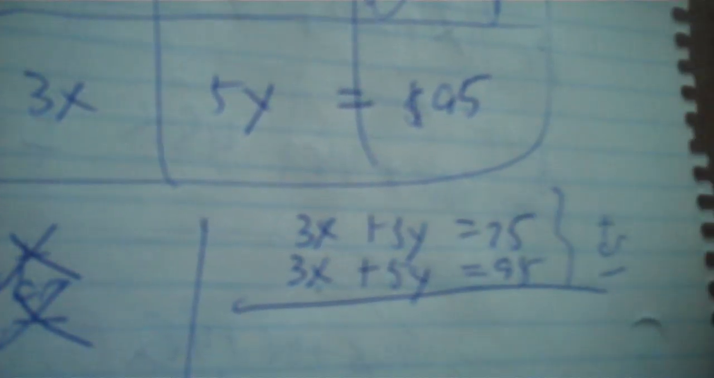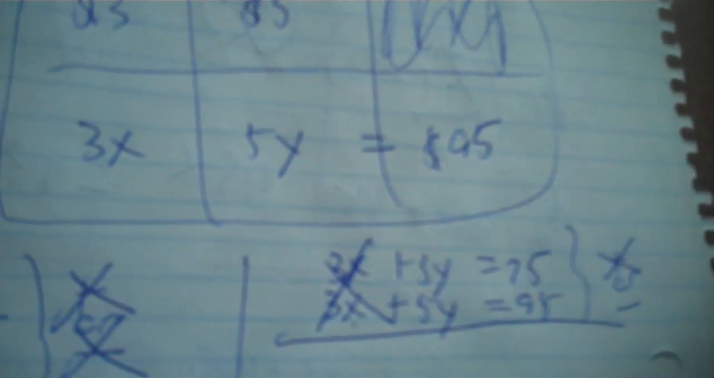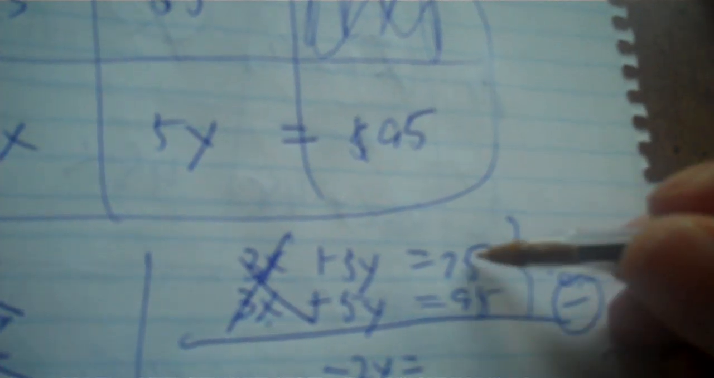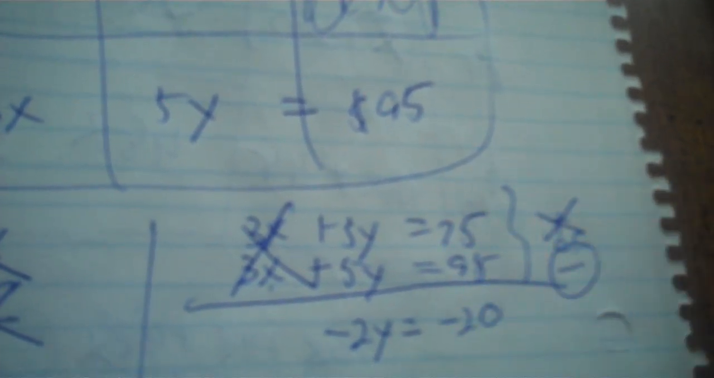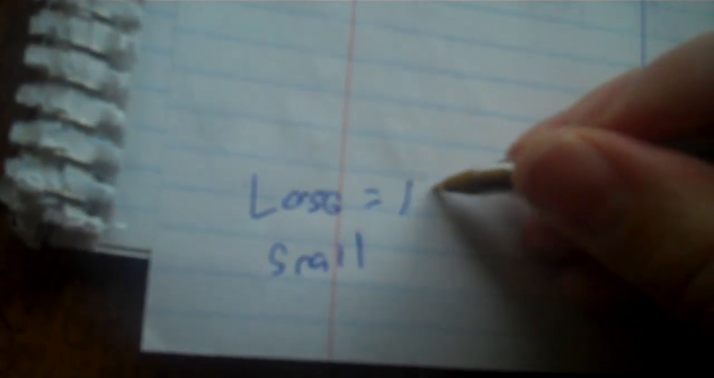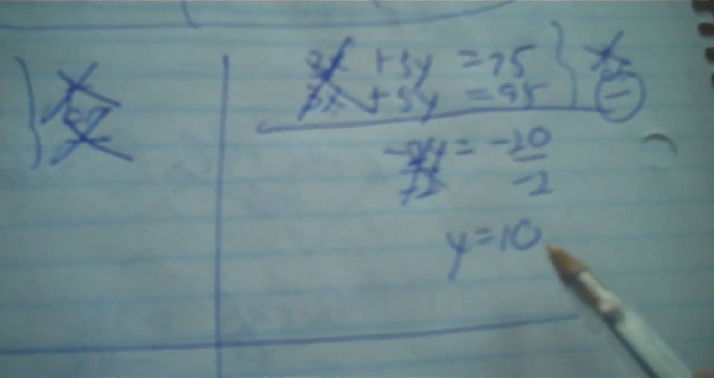Well, plus won't work. 3 plus 3 is 6, but minus works, okay? Then I take 3 minus 5, that's negative 2y. 75 minus 95 is negative 20. Then I divide by negative 2, and that's 10. So the y is 10, so you got 10 large. Now to find the small, 1x plus 1y equals 25. Put the 10 where the y is at, and 1 times 10 is 10. So 1x plus 10. Then I minus 10. 1x equals 15. So I just get 15.